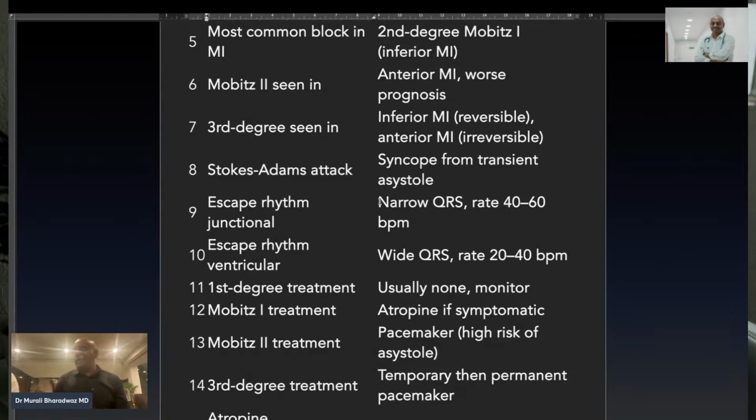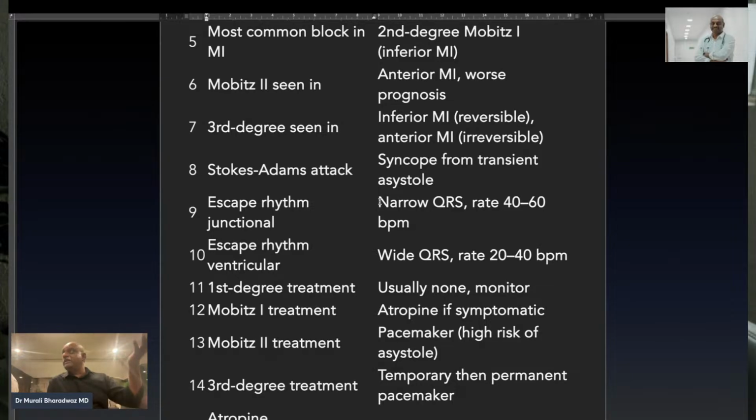Because inferior wall is due to RCA, right coronary artery. And a lot of times the posterior descending artery originates from the right coronary artery. Posterior descending artery supplies the AV node in right dominant circulation. So in all such people, there is second degree Mobitz type 1. And what about Mobitz type 2? Where is it seen? Anterior wall MI.